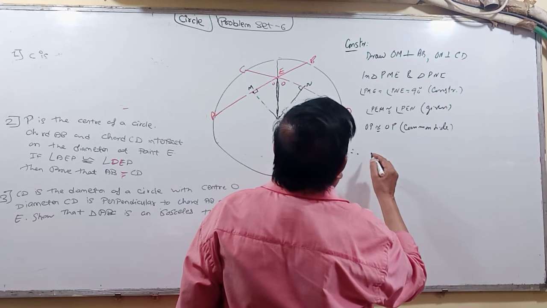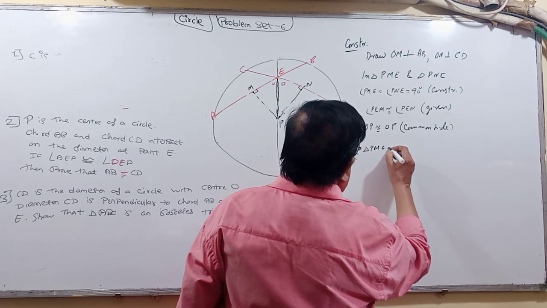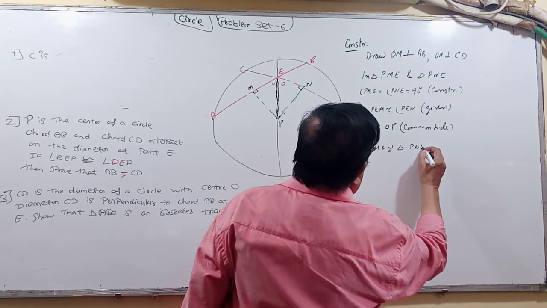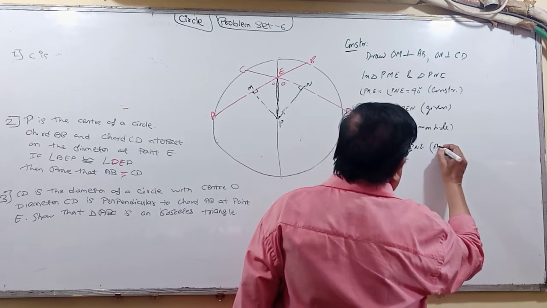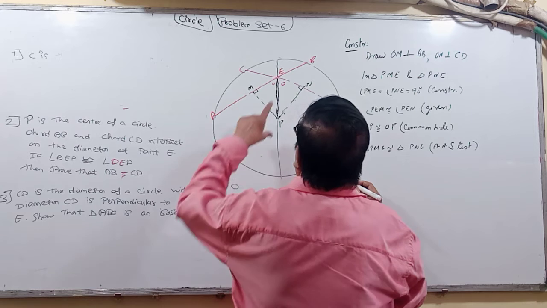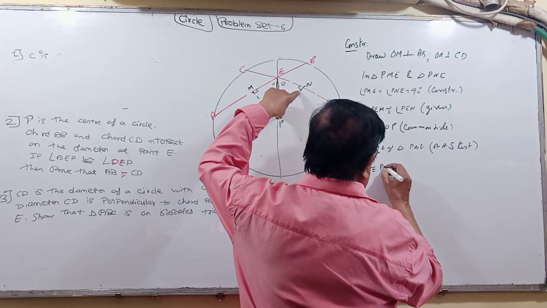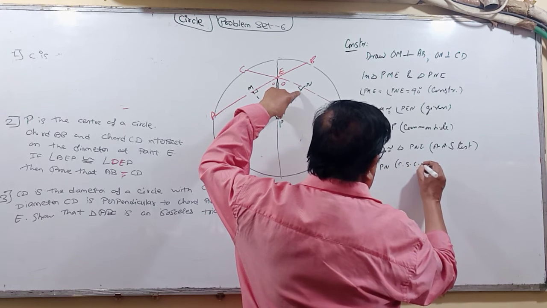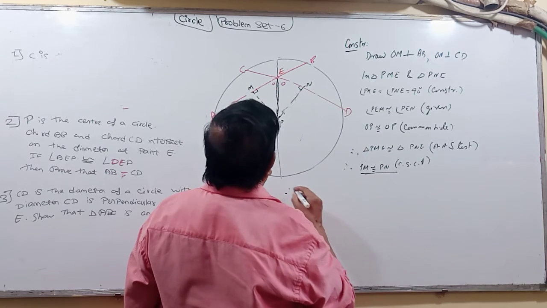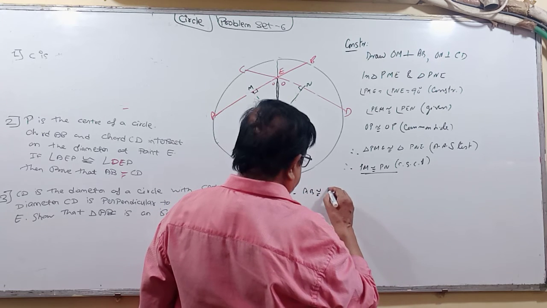Therefore, triangle PME congruent to triangle PNE by angle side test. Therefore, PM congruent to PN. Corresponding sides of congruent triangles. Now, therefore, AB congruent to CD.